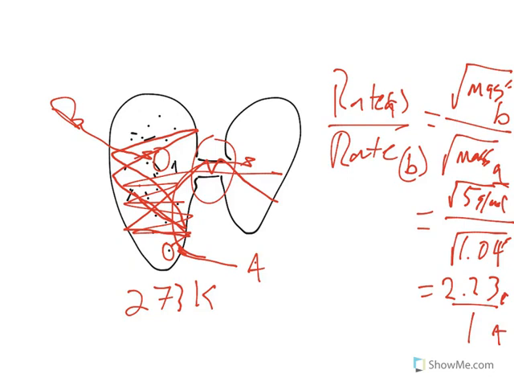And so what you're getting here is a ratio of effusion, a ratio of how fast the small particles are going to leak out of that hole compared to the big particles. So it is the rate of B to A. So it's a 2.23 to 1 ratio. And that is essentially Graham's law in a nutshell.